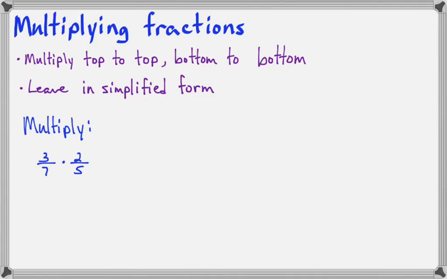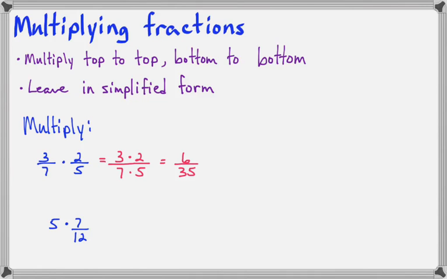So, as an example, let's multiply 3/7 times 2/5. So I'm going to multiply top times top and bottom times bottom. And if there were anything here, top and bottom, that we could cross out to reduce, we would do that, but there's not. So we end up with 6/35.